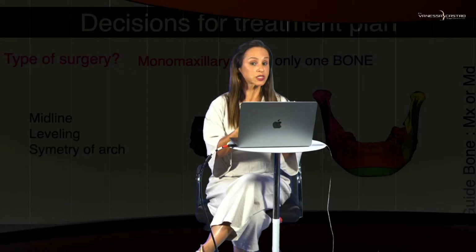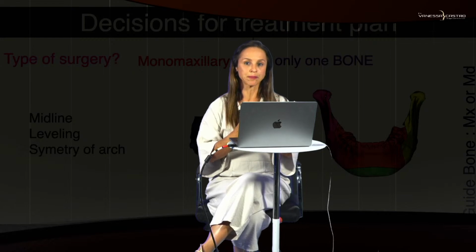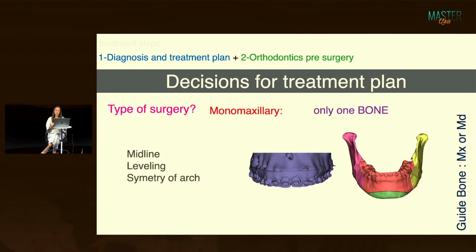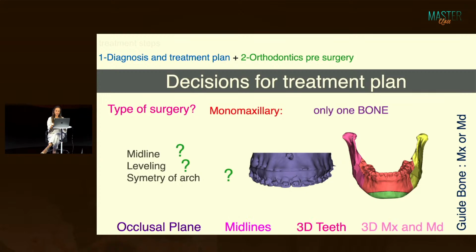And it is very important to see all these details. I need to look at the midline of the bone that will be the guide one, the leveling, the symmetry of the arch. If I decide to do a surgery in a bone that is not a good guide, where the midline is off, where I have some asymmetry in the arch, and I decide not to do surgery in that guide bone, I will have the same problem at the end of the treatment. So when we decide to do surgery in just one bone, I need to use the other one as a guide. The occlusal plane is very important to see before, the midlines of upper and lower jaw, and to see the 3D teeth, how the teeth are on the bone, and the 3D maxilla or mandible.